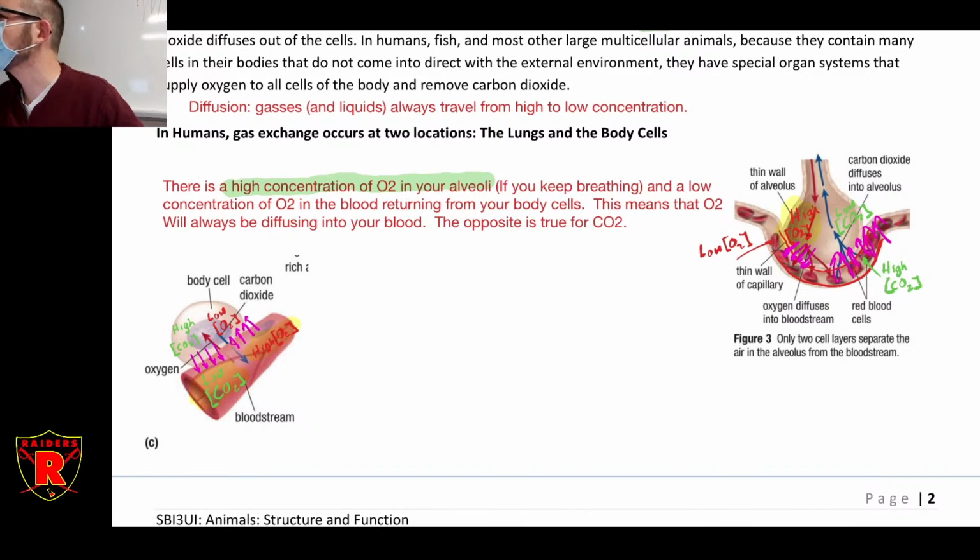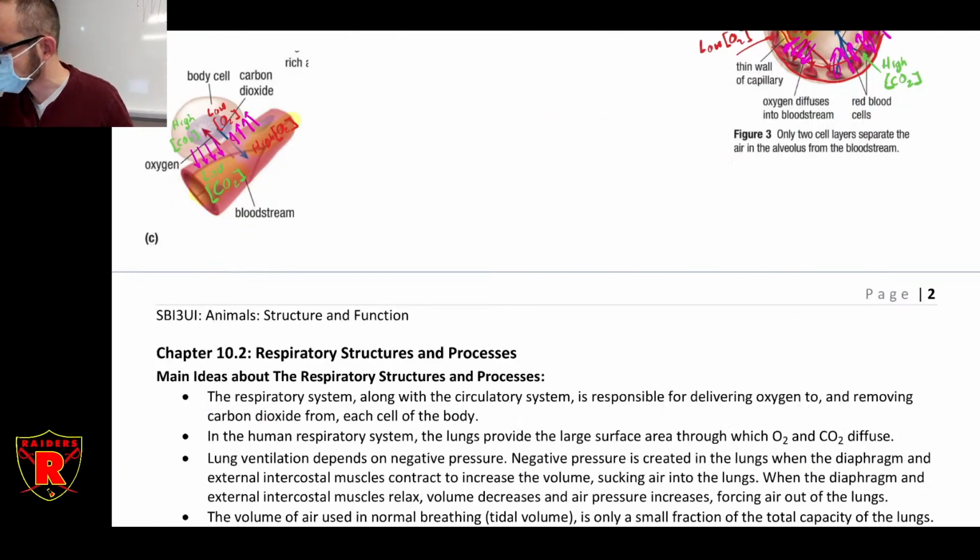Any questions about this before we move on? Okay, so that's the basic principle here. That's why you're remaining alive in this room.